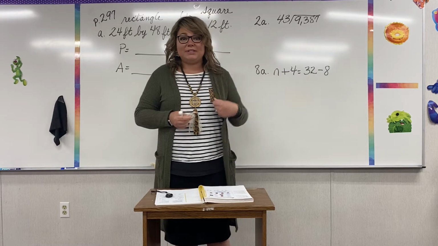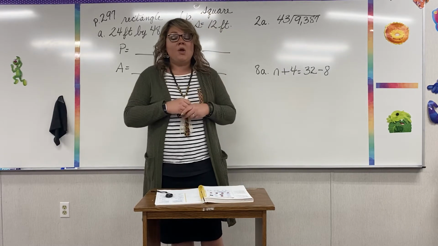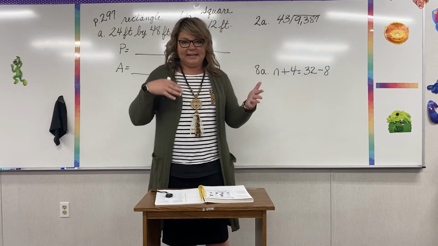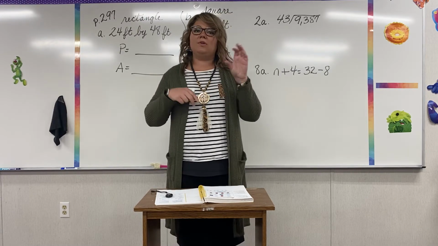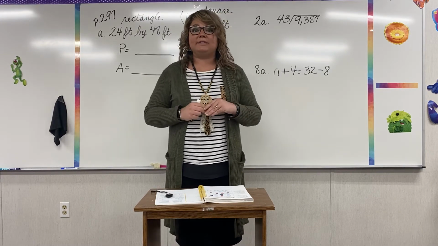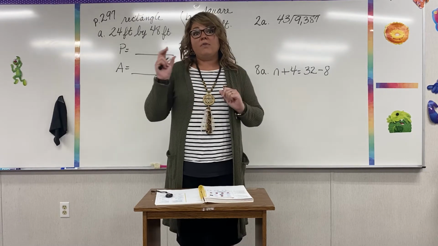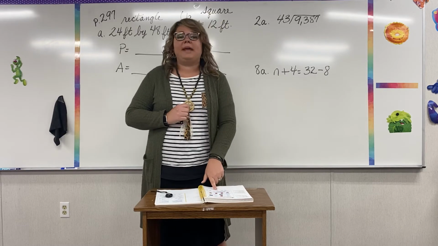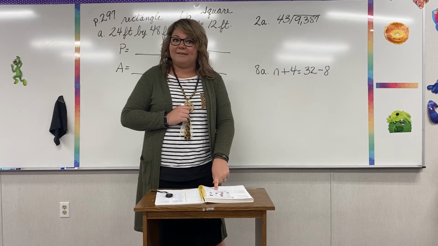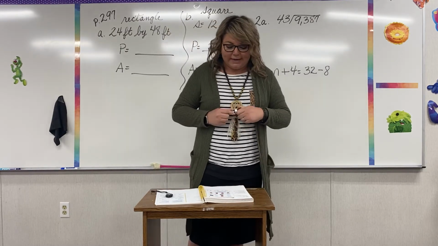And so I thought we would do a couple problems together from our page today. You're going to see things like this over the next couple of days, where you're going to have a rectangle or a square, and you're going to have to give the area and the perimeter for each of those figures. So let's go ahead and flip to page number 297, and let's look at number 1A.